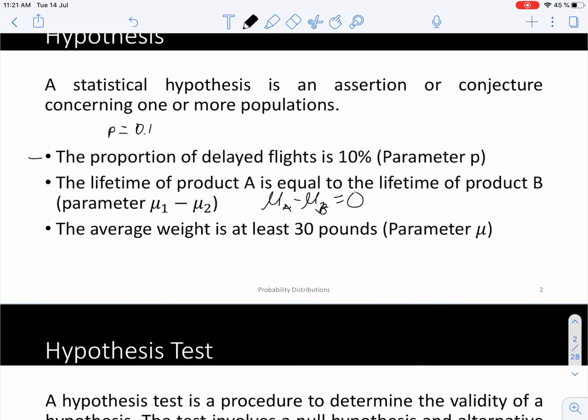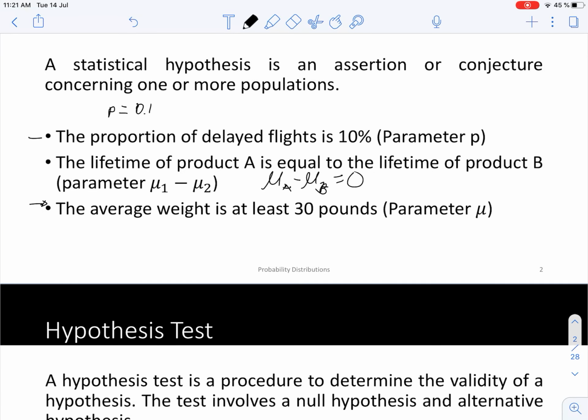The next example is the average weight is at least 30 pounds. So that's mu greater or equal to 30, right? So these are examples of hypotheses that we can write in order to check if they are true or if they are not.